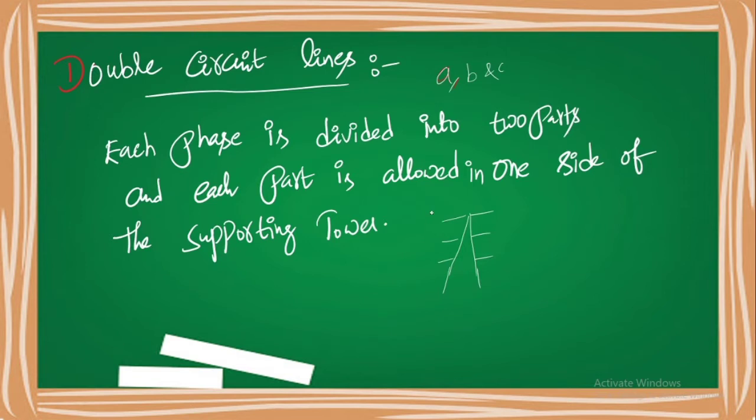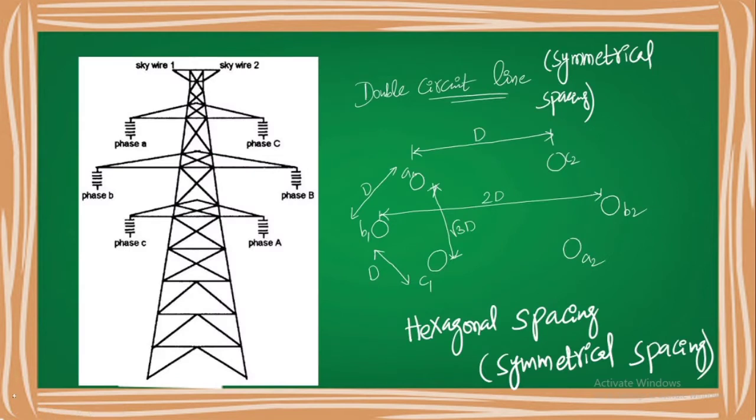Now we'll understand the different ways of connecting double circuit lines. The first way of connecting a double circuit line is symmetrical spacing. Symmetrical spacing is also called hexagonal spacing, right?